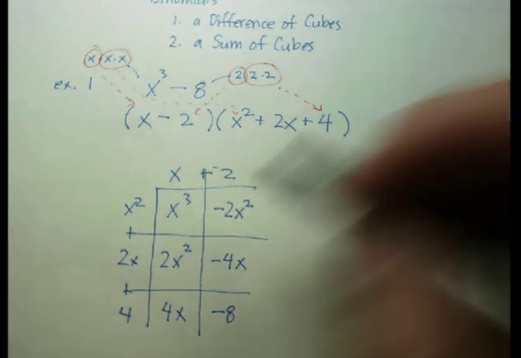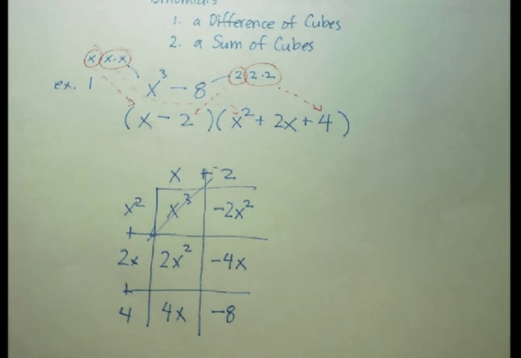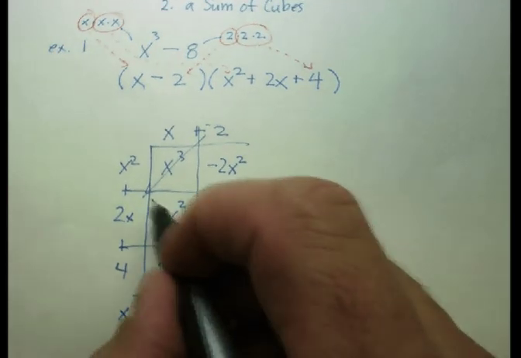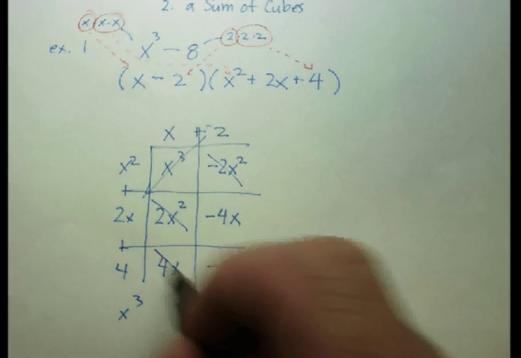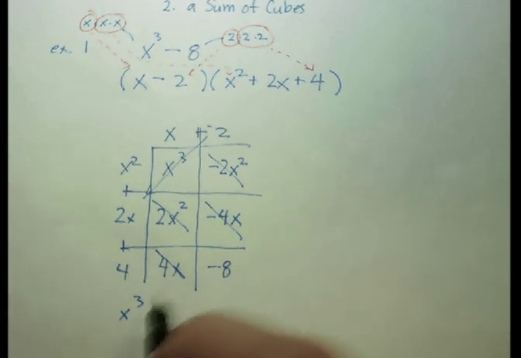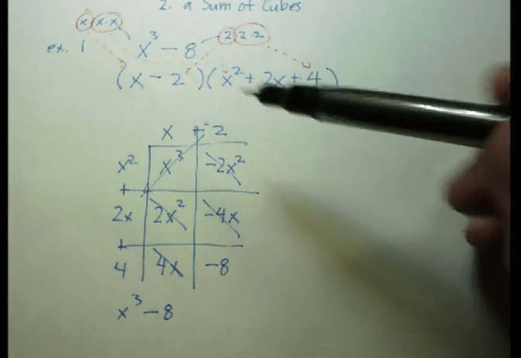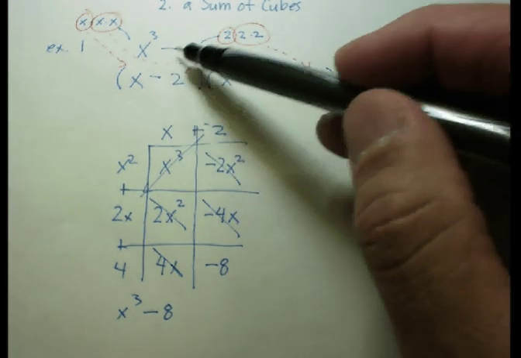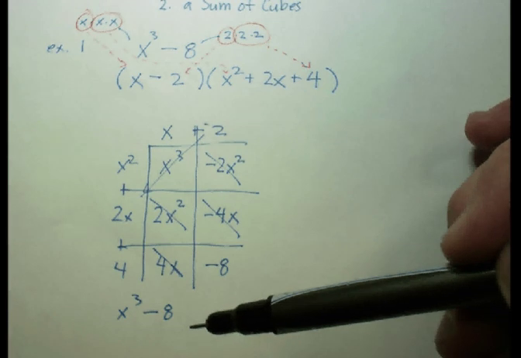Now look what happens. X cubed. These guys cancel. These guys cancel. Minus 8. So what is this telling me? It's telling me that this times this gives me x cubed minus 8. Okay, so again, let's go through the pattern one more time.